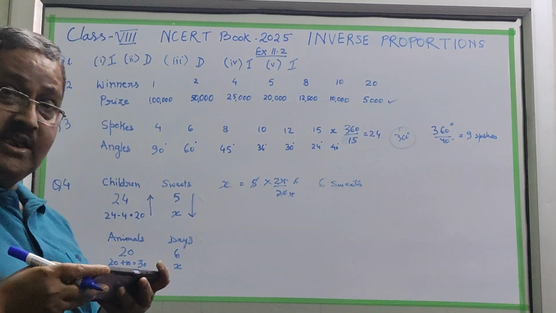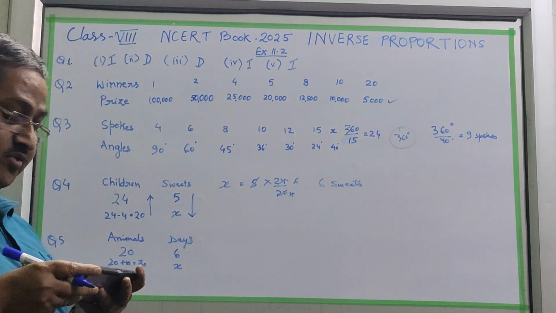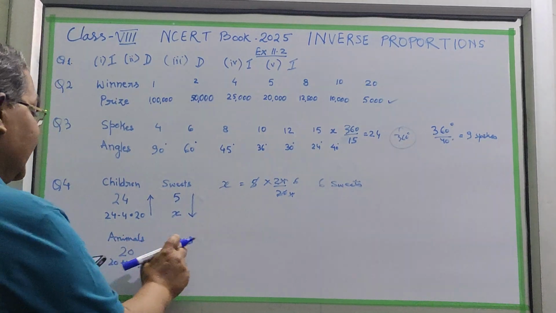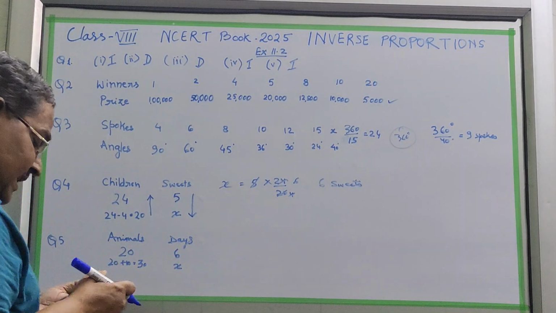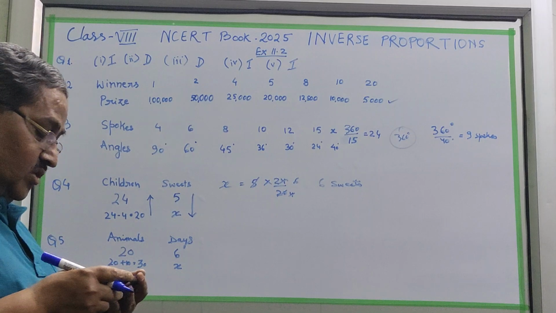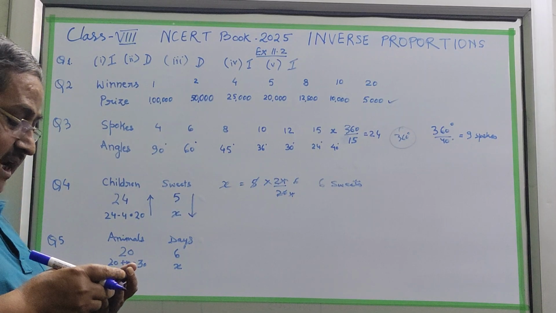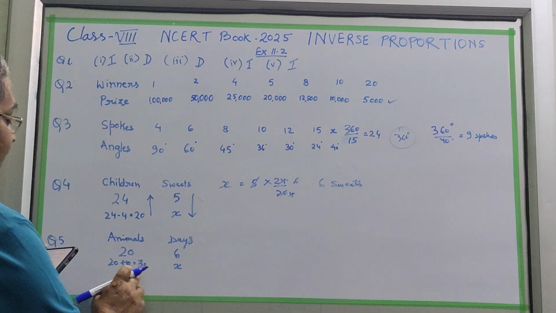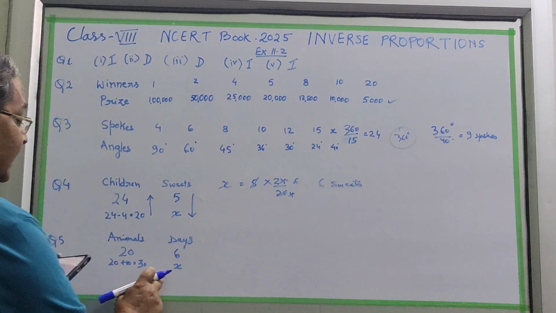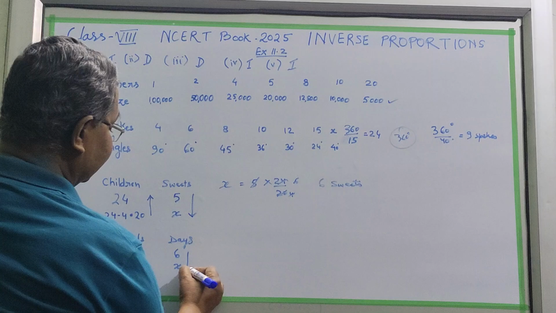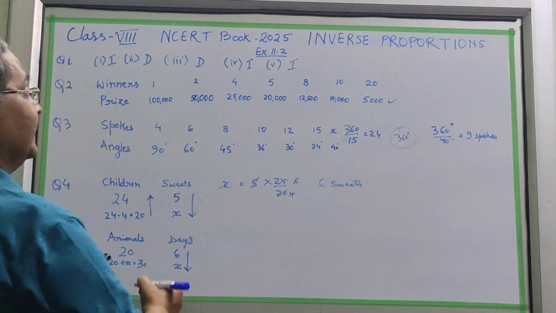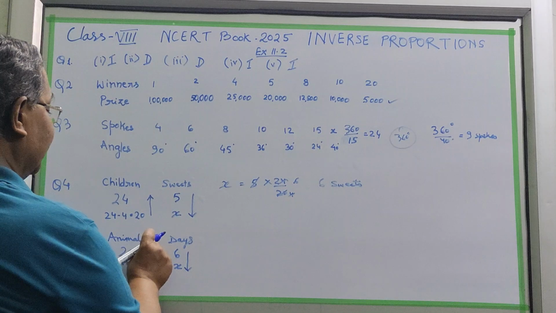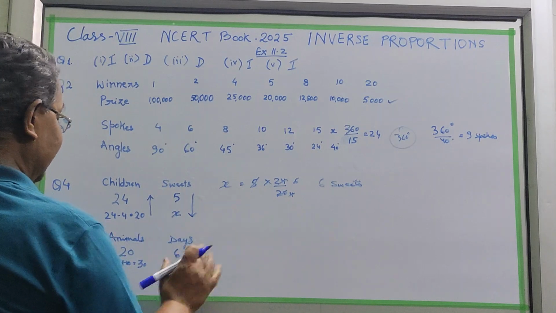Now coming to question number 5. A farmer has enough food to feed 20 animals in his cattle for 6 days. How long would the food last if there were 10 more animals in his cattle? If there are 10 more animals, then it will be 30. So it will last for x days. X will be here, and it is inverse proportion because the food is the same. If 20 animals eat that food, it lasts 6 days.